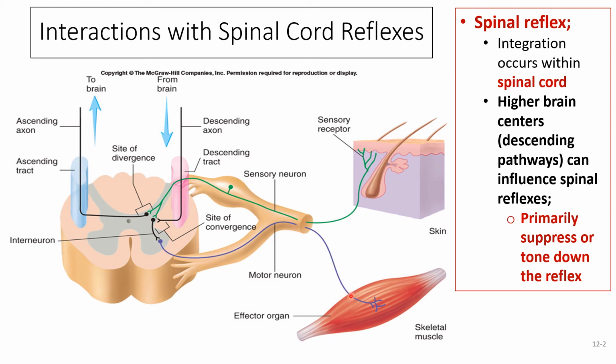Another name for this motor efferent, this motor neuron, is the lower motor neuron. The cell body for the lower motor neuron is in the gray horn here in the spinal cord, and it continues back out in the spinal nerve and synapses onto its target tissue, the skeletal muscle. This is the lower motor neuron. The upper motor neuron will be this descending motor pathway coming back down that's influencing the synapse.